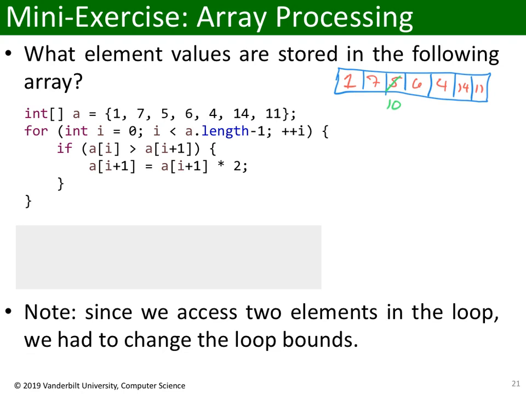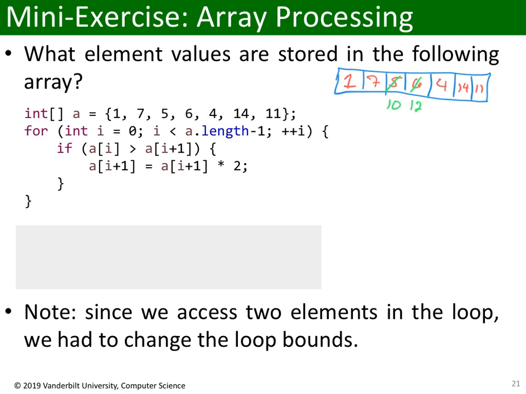I becomes 2. Test is 2 less than 6. Yes. So we begin to execute the statements in the for loop. If element 2 is greater than element 3, so is 10 greater than 6? Yes. So we are going to take the value stored in element 3, which is 6, multiply by 2, that's 12, and store it back in element 3. So this becomes 12.